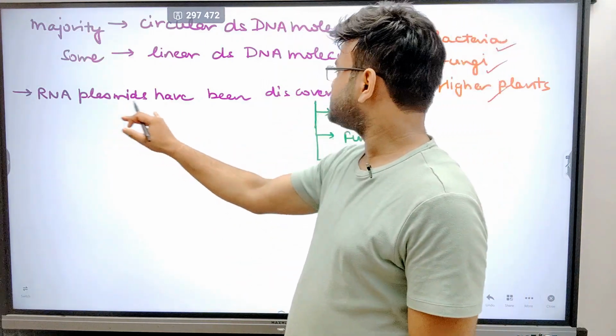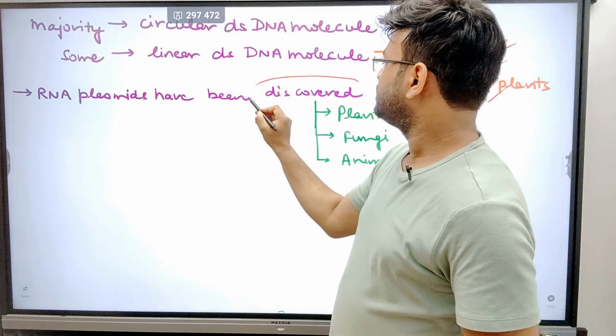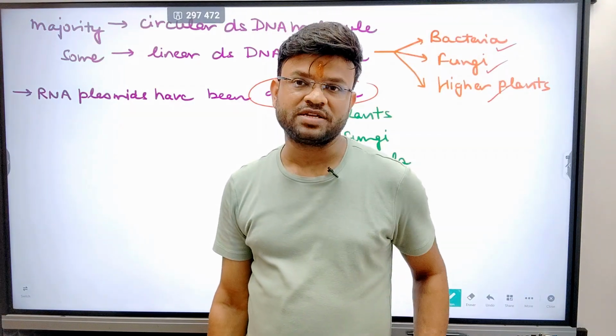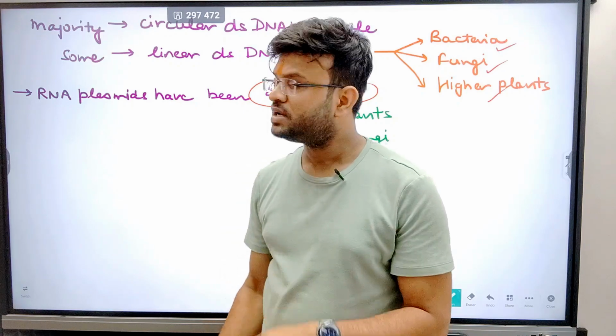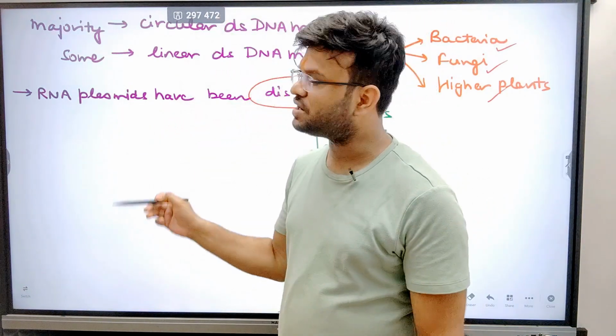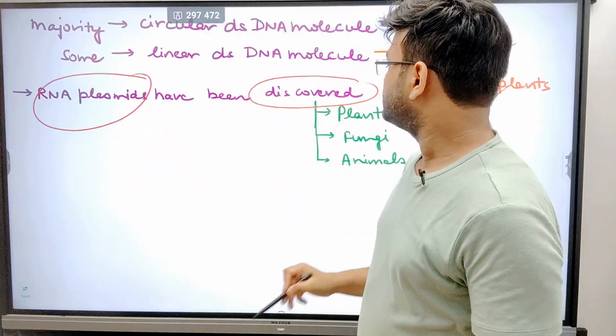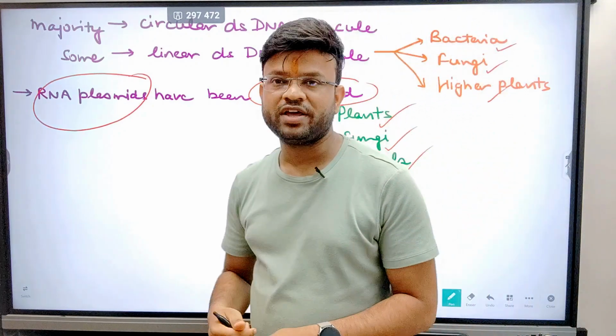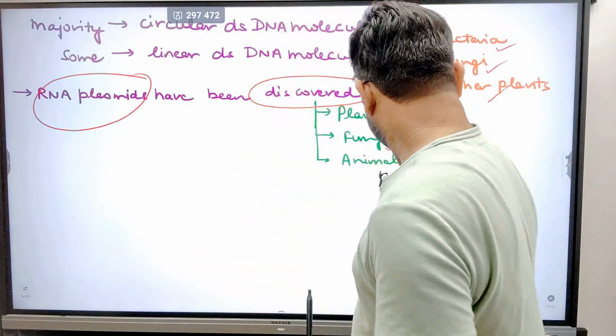Now, RNA plasmids have been discovered. Not necessarily that always only DNA plasmids will be present. This is again a very important point. Not only DNA plasmids, there have been discovered RNA plasmids also that are seen in plants, fungi and animals. This is again a very important point that you should be knowing.